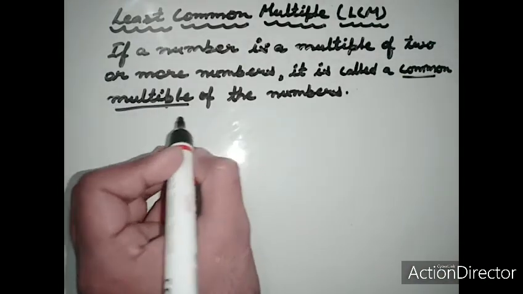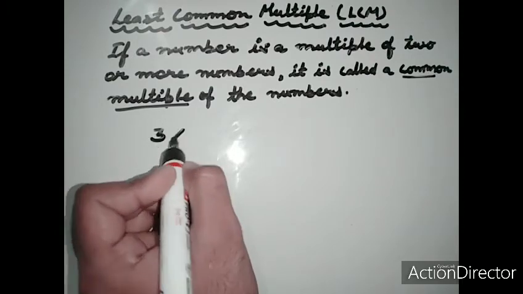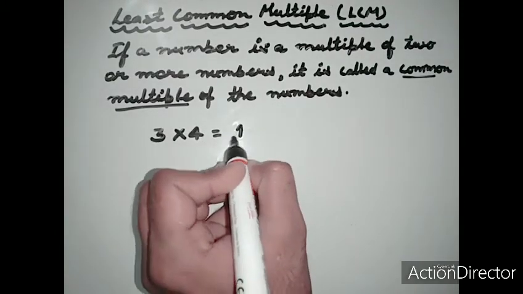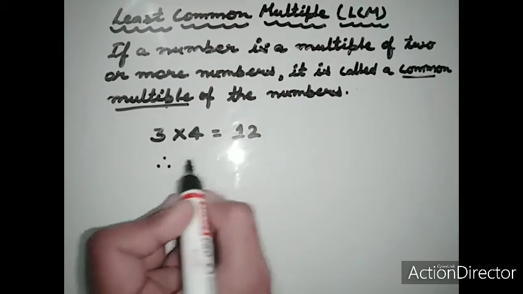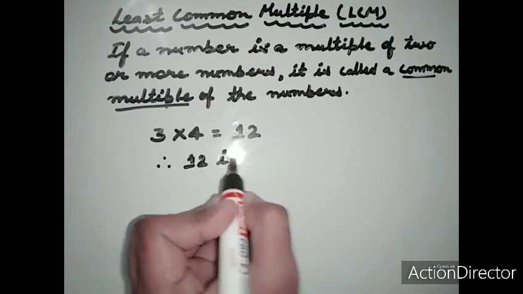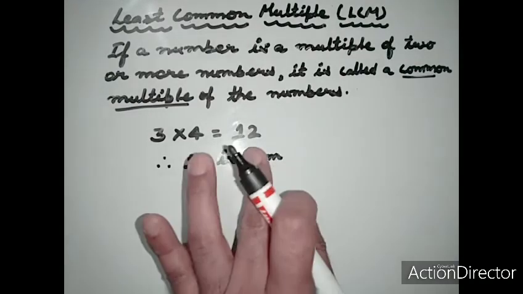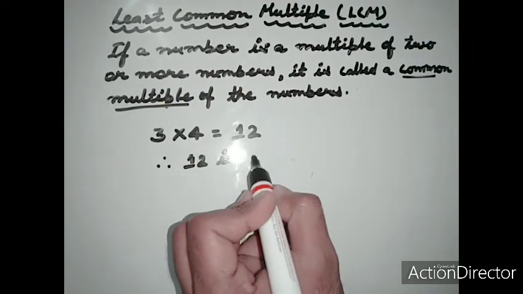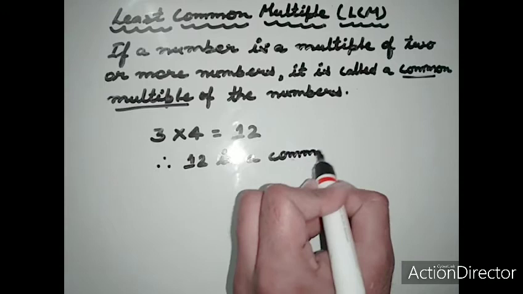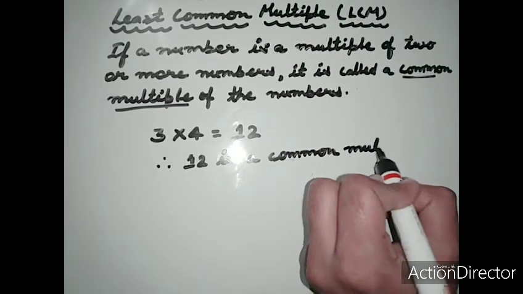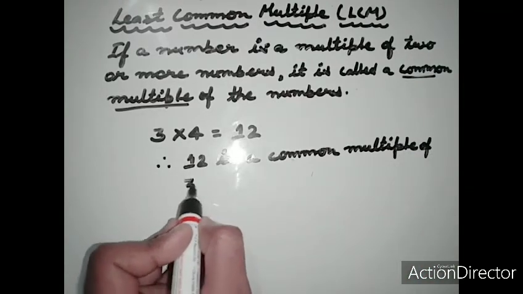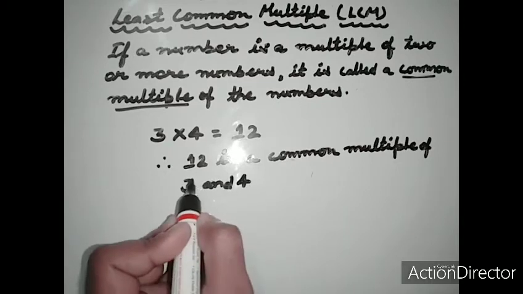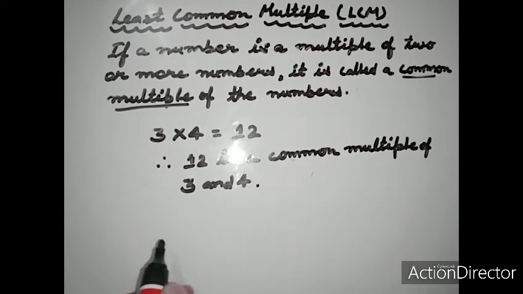Here we take one example: 3 fours are 12 and 4 threes are 12. Therefore 12 is a common multiple of 3 and 4, right?